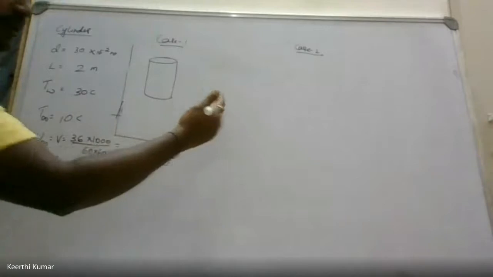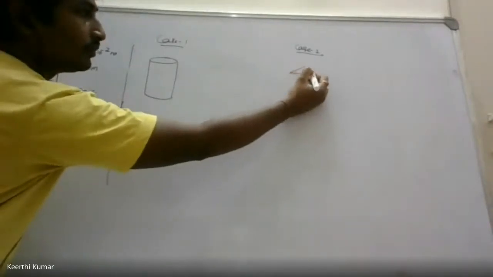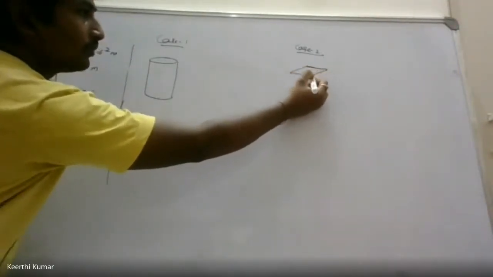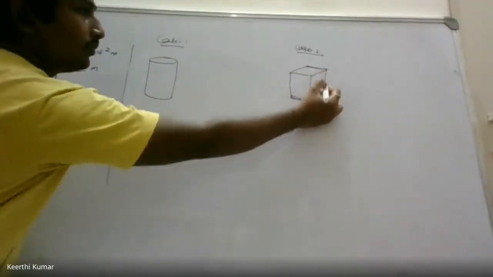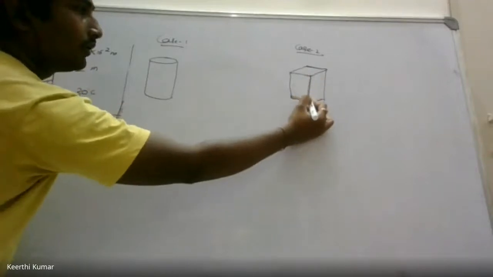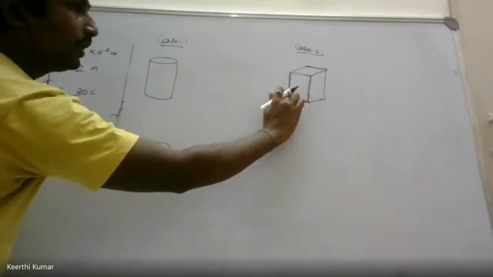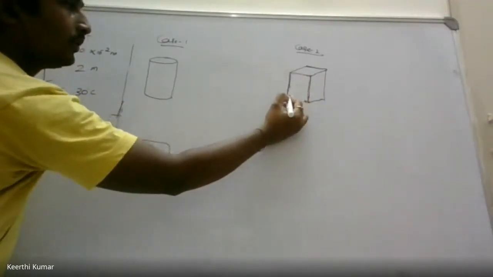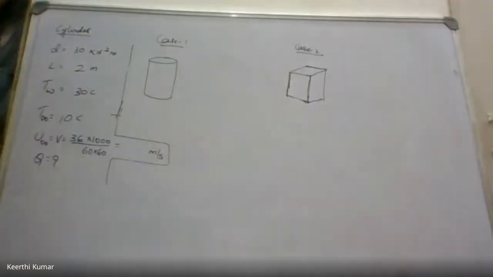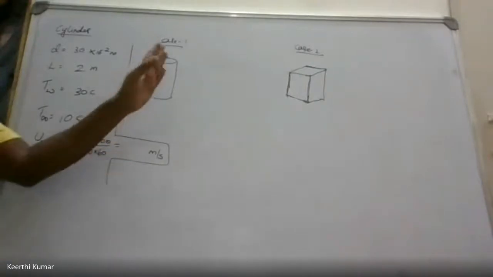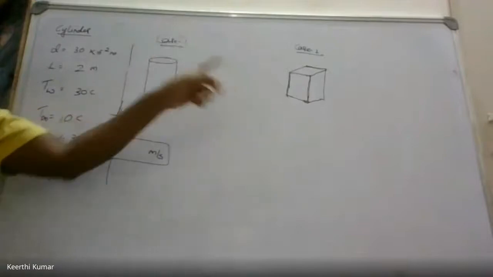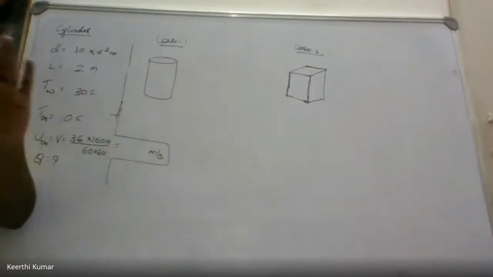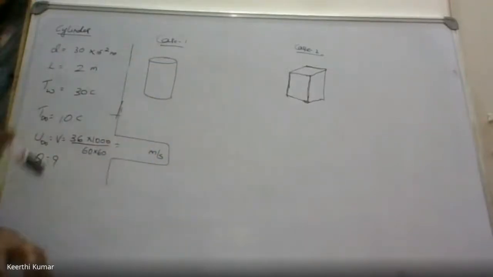Now it is given a cylinder. In the next case, he has given a square block. So instead of a cylinder, he has given a square, and he's asking you to find out the value of Q. Understand? The volume of this and that is the same. Velocity here and there is the same. Temperature here and there is the same. Everything remains the same, except the shape.